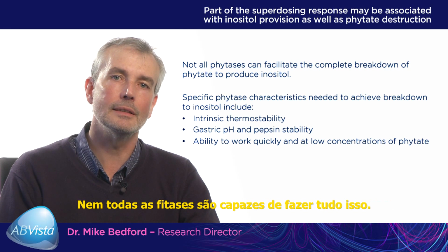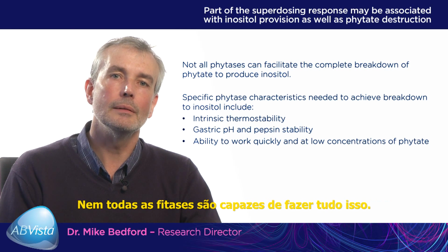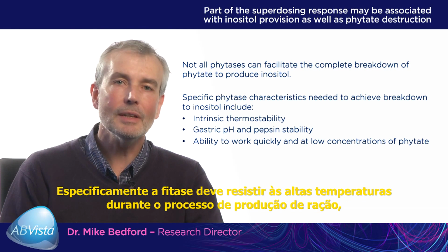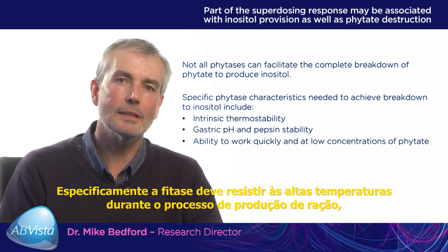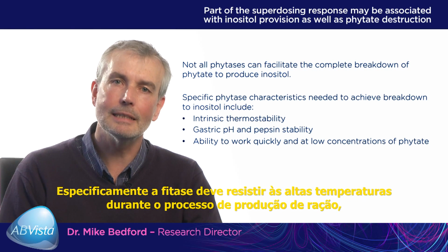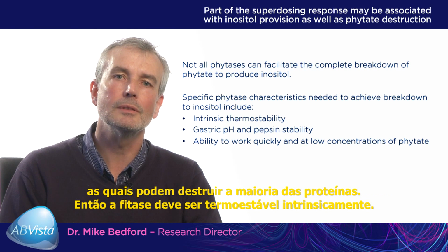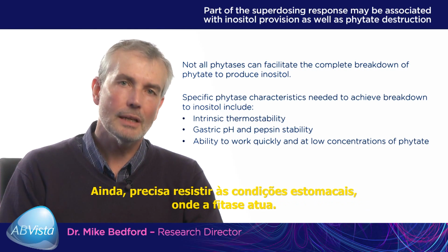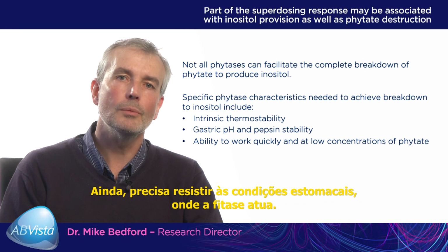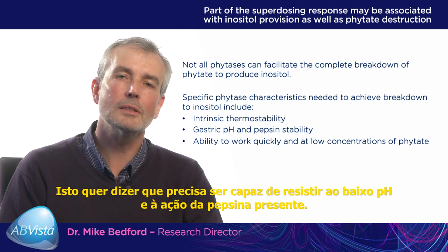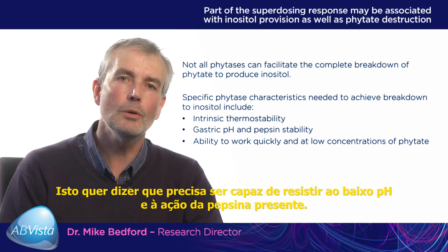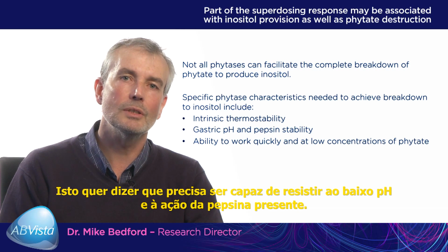Now, not all phytases are able to do this in the same way. Specifically, the phytase has to survive the processing of animal feed. This is high temperature and can break down most proteins. So the phytase has to be intrinsically thermostable. It also has to survive the conditions in the stomach, which is where the phytase works. And this means it's got to be able to survive in low pH and in the presence of proteolytic enzymes such as pepsin.